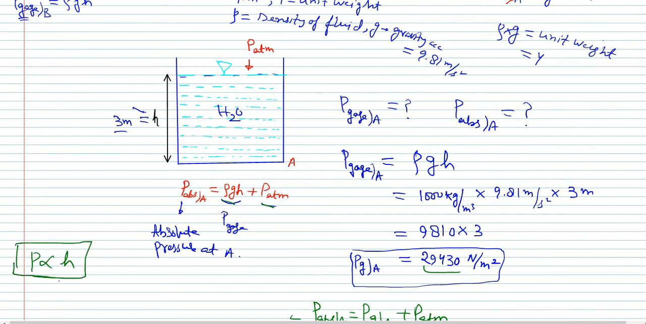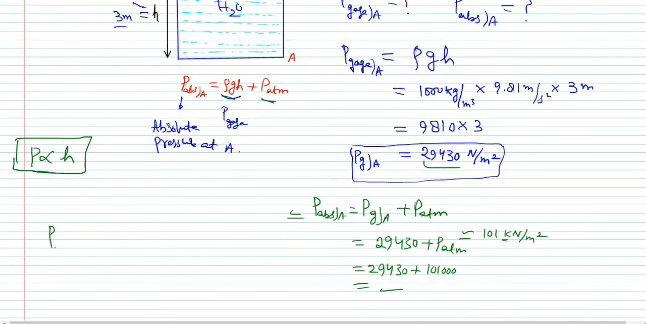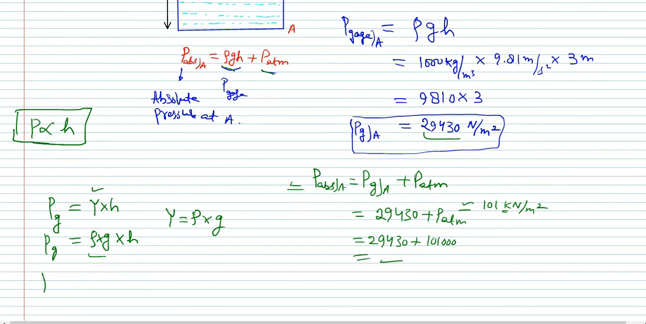Remember, P gauge is unit weight of water multiplied by H, and unit weight of water is rho g, multiplied by H. If you are provided with the unit weight, you use this, and if you don't know the unit weight, you know the density, because unit weight is rho multiplied by g. Then you can use this formula. And when you have to find the absolute pressure, P absolute, it is simply the gauge pressure at that point plus the atmospheric pressure.